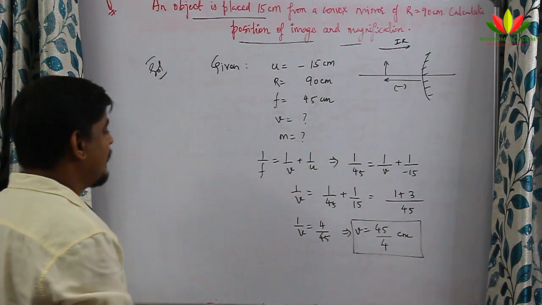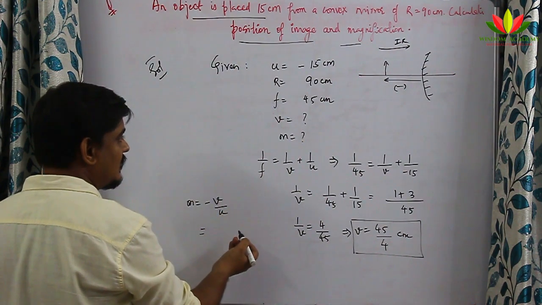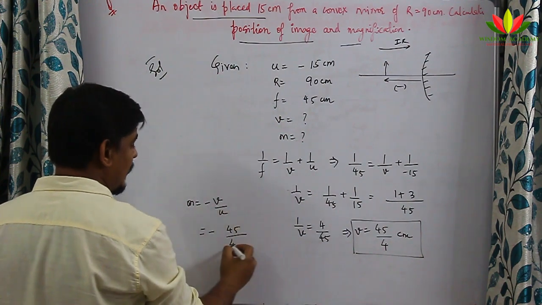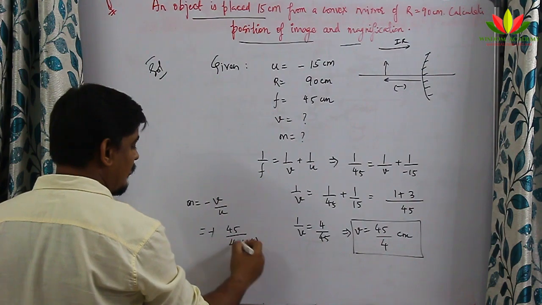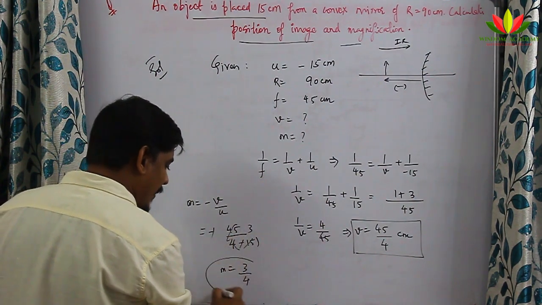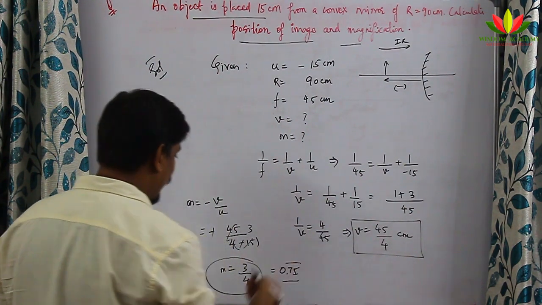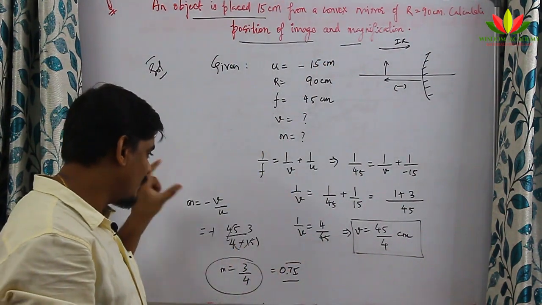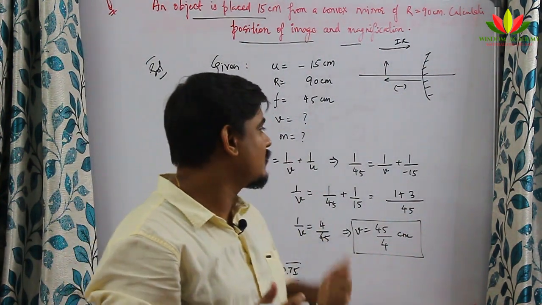And what is the answer for magnification? We know that magnification is equal to minus V by U. So what is V? V is 45 by 4. And what is U? U is minus 15. So this minus and minus cancel. 15 threes are 45, so magnification is 3 by 4. Can you see magnification is coming as 0.75. That means the image is diminished. It is smaller. Whatever the object is, the image is 0.75 times of that. Right? This is how you solve the question.